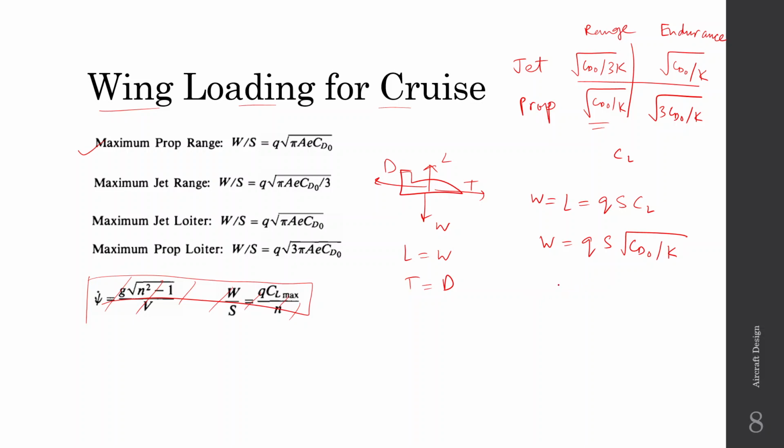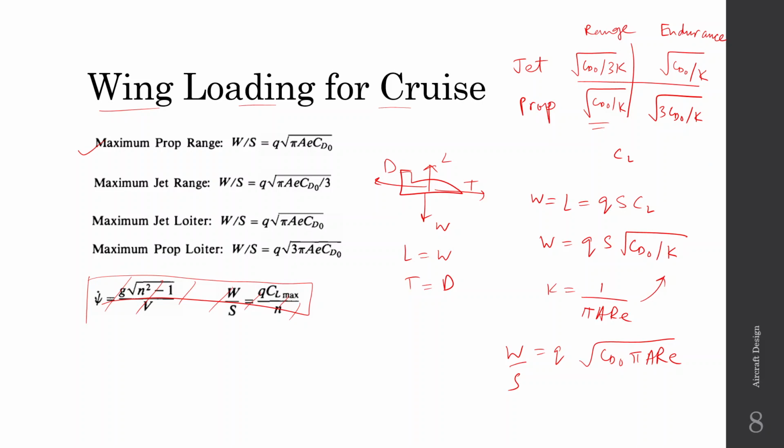Okay, now K is equal to 1 by pi aspect ratio E. So when I substitute this here, I get weight equal to QS CD naught pi aspect ratio E. Okay, and this S over here, I can bring it in the denominator and get the wing loading.